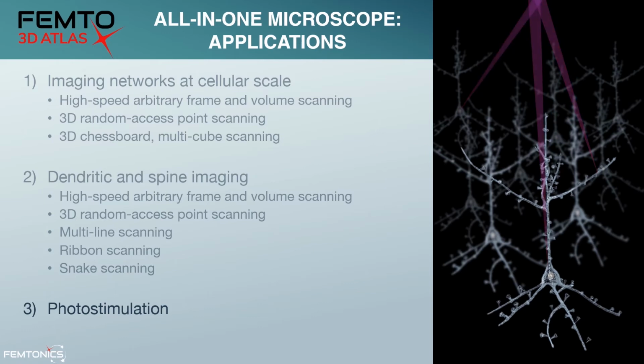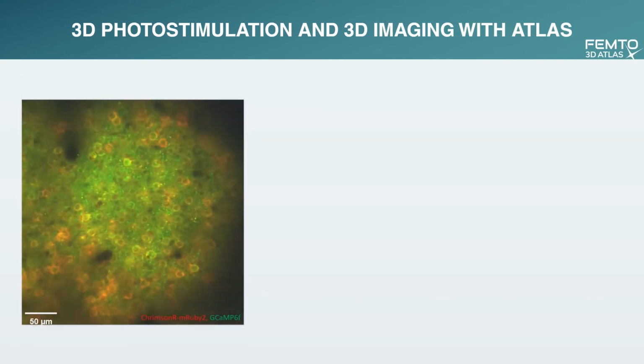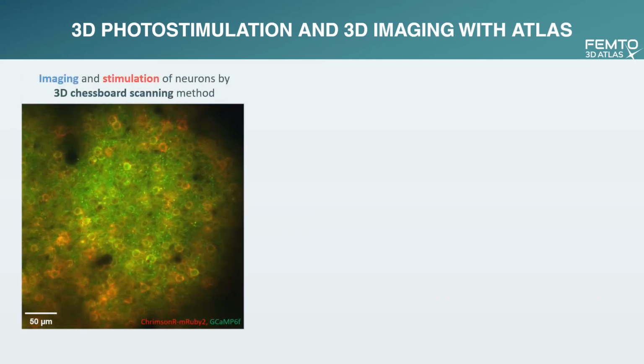The next few slides introduce how Atlas can serve those who also want to write changes into neurons via optogenetics or uncaging. With FEMTO3D Atlas, you can simultaneously read and write activity into cells scattered in a 3D volume. In this example, you may observe the simultaneous recording and optical stimulation of 30 neurons in different cortical depths.